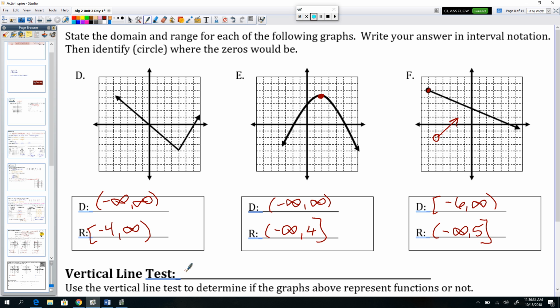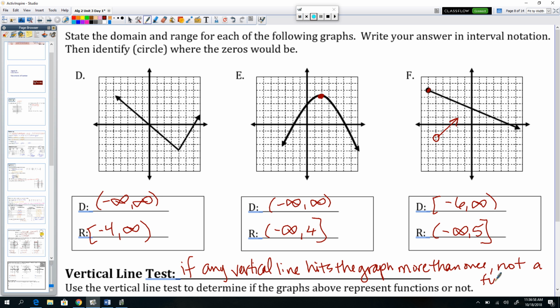If you remember, the vertical line test helps us tell if it's a function or not. If you can imagine any vertical line that hits or cuts through the graph more than once, it's not a function. Okay? I think you probably remember that from Algebra 1. Whenever you looked at these functions and you pictured vertical lines cutting through them, if at any point you came up with a vertical line that would cut the graph or hit the graph more than once, you declared it not a function. Okay?